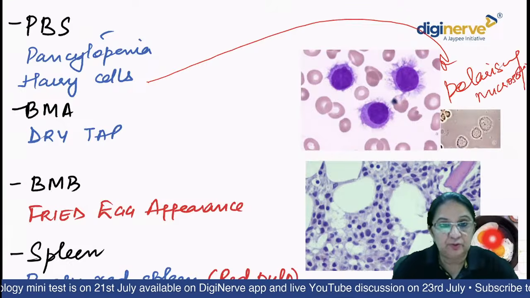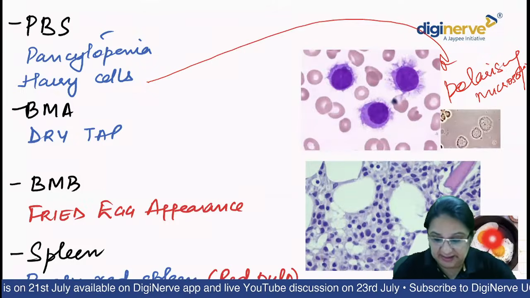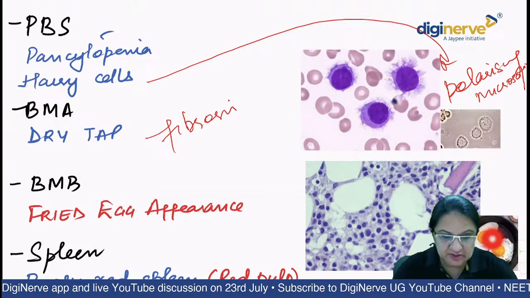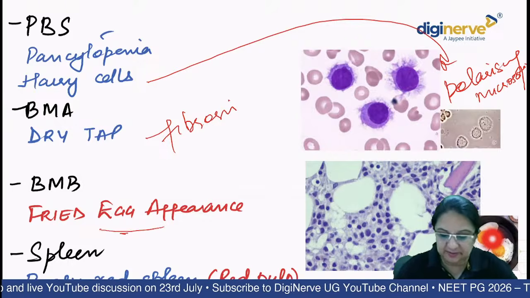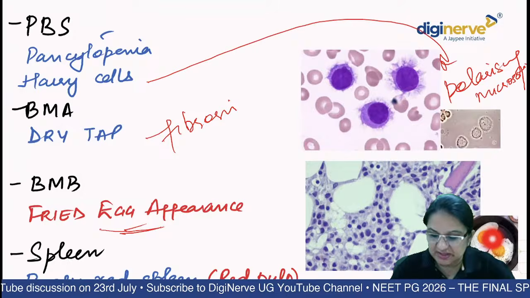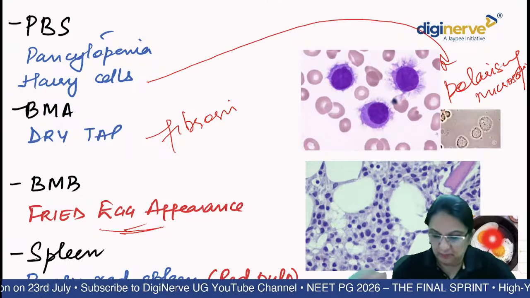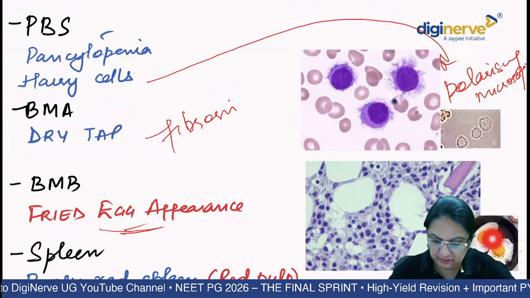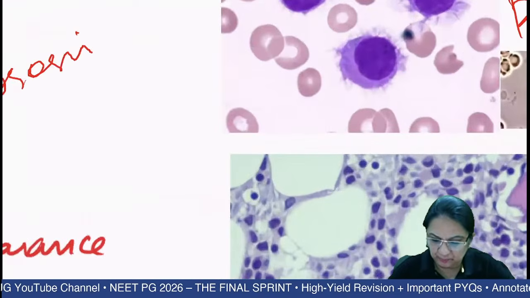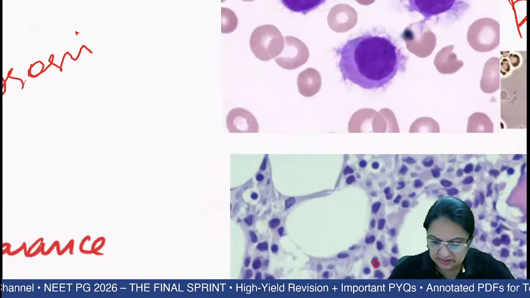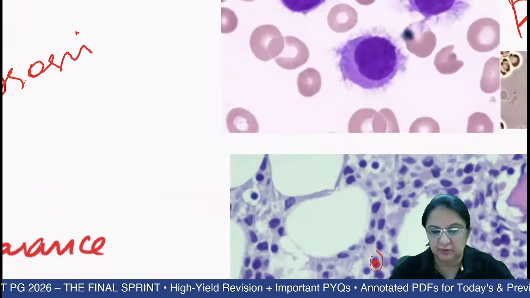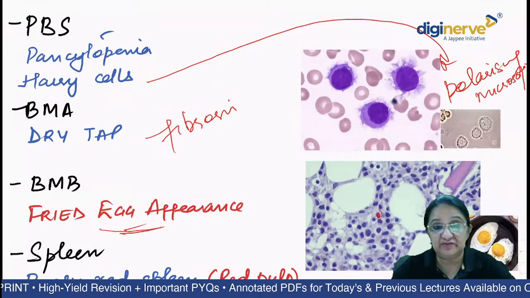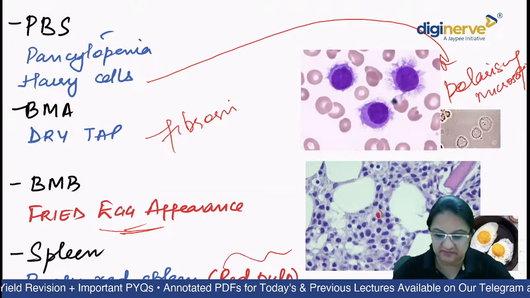Right? Then bone marrow aspiration, we will get a dry tap. Why? Because of fibrosis. Bone marrow biopsy, what will you see? Fried egg appearance. Fried egg appearance means that a nucleus is surrounded by a halo. This is the nucleus, usually surrounded by a halo, giving a fried egg appearance. Spleen, you will get a beefy red spleen. The red pulp is affected here.